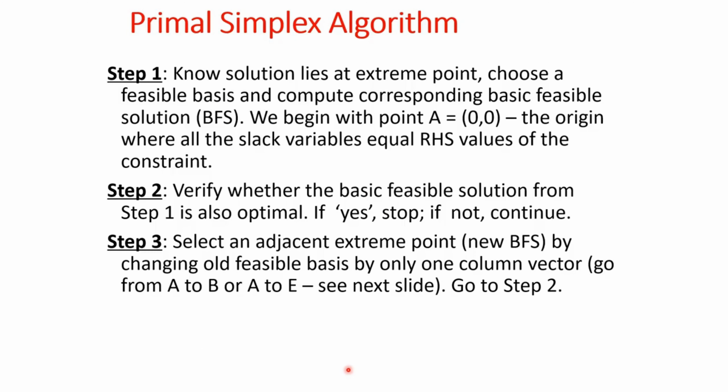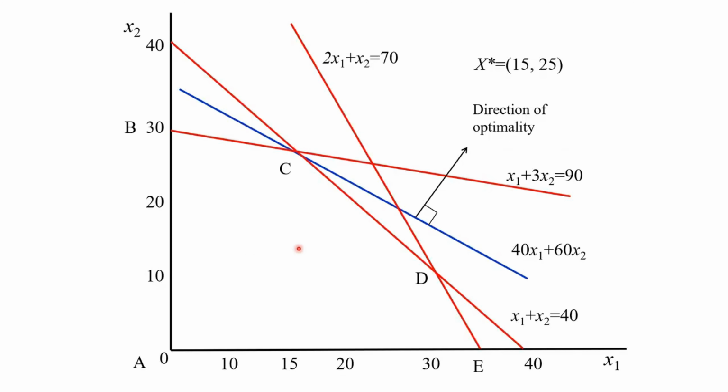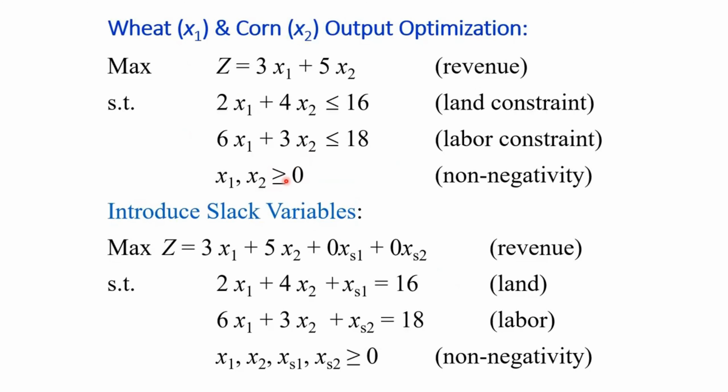And then step 3 is, once we've got this new basic feasible solution, we verify whether or not it is also optimal, and if yes, stop. If not, we continue again to step 3, and we continue that until we find the optimal solution, which in this case is shown by point C.